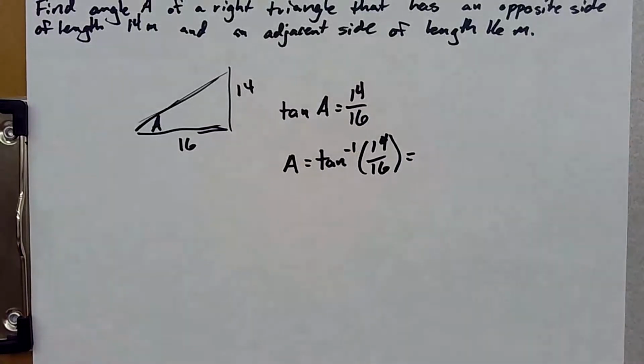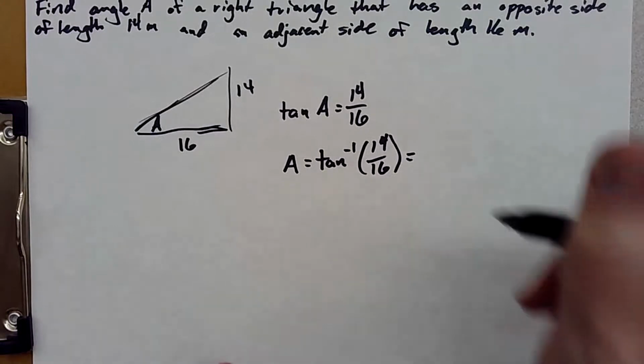And we could simplify that to 7 over 8. I'm going to do that when I write it down, but you don't have to because it'll come out the same. That gives us an angle of size 41.2 degrees.